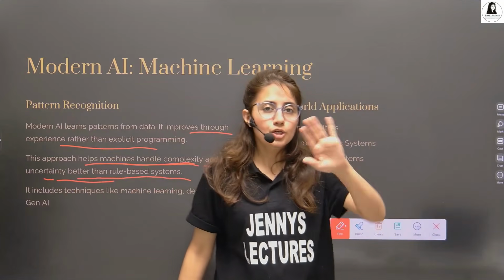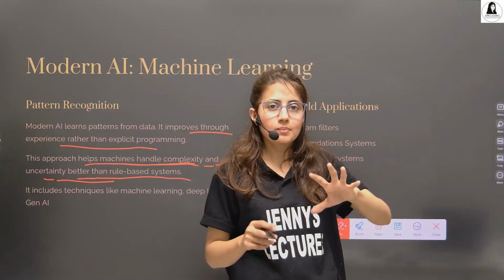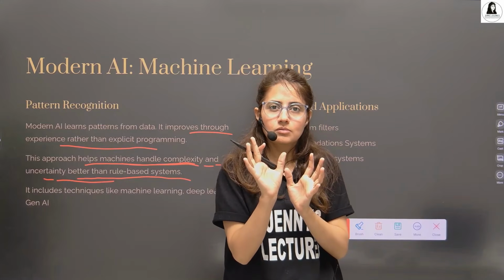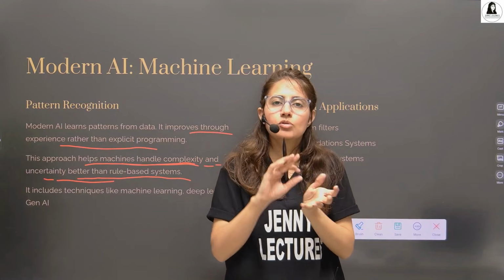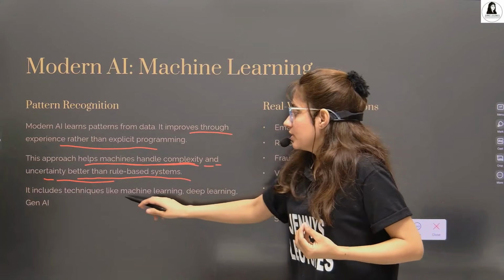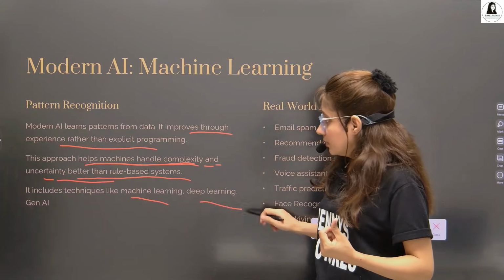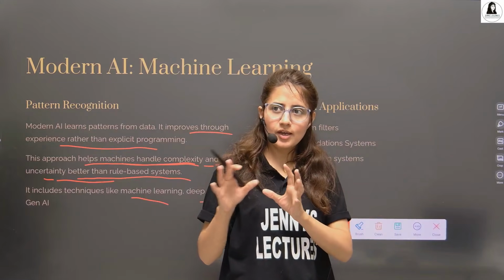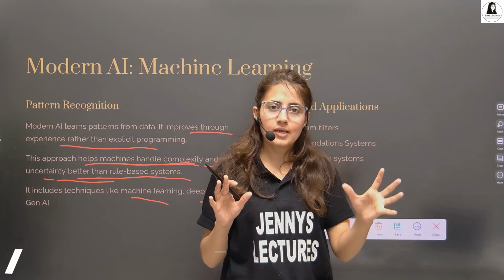If a new situation comes, the machine can easily handle that situation, because the machine was able to learn in the modern AI era. It includes techniques like machine learning, deep learning, and generative AI is also now a part of modern AI. So that era was of modern AI.